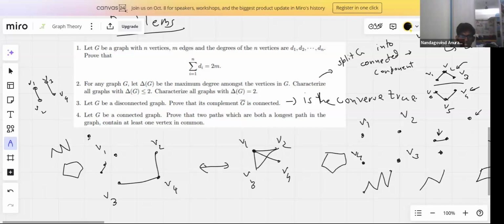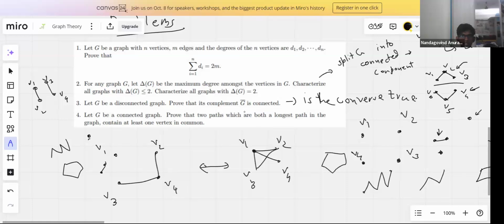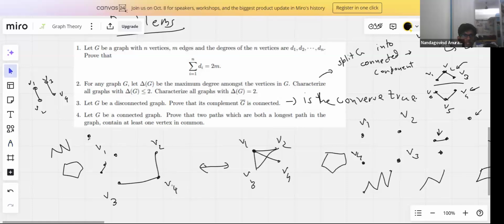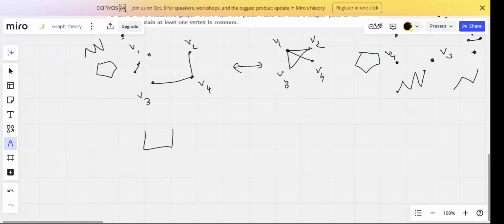So you don't necessarily have that degree of some vertex is zero in a disconnected graph. By the way, is it true that the complement of a connected graph is disconnected? I don't know, you tell me. Is it necessarily true? I think so. It's not true. I just found a contradictory case.